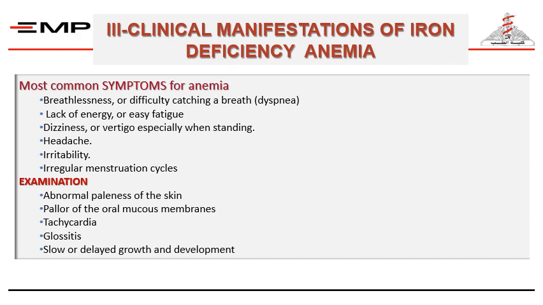Plus the other manifestations of anemia. The most common symptoms are breathlessness, lack of energy, dizziness, headache, irritability, and irregular menstrual cycles. By examination there is abnormal pallor of the skin and the mucous membranes, tachycardia, glossitis, and the most important for children is delay in growth and development.